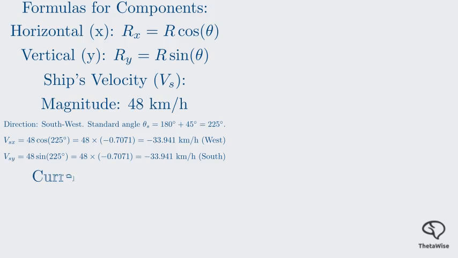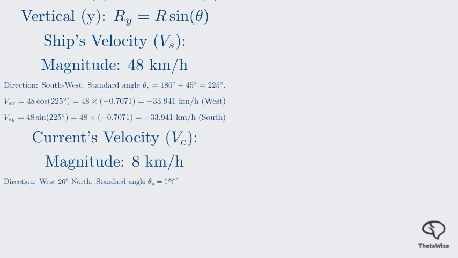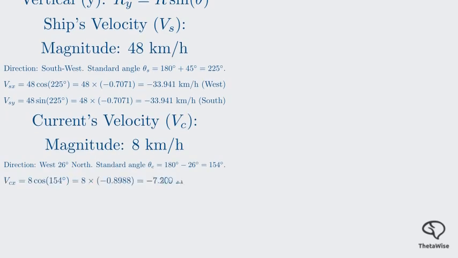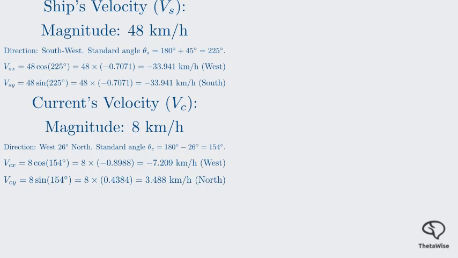to the south. Next, the current. Its velocity, Vc, is 8 km/h. Its direction is west 26 degrees north. The standard angle is 180 degrees minus 26 degrees, which is 154 degrees. The horizontal component of the current is 8 times the cosine of 154 degrees, which is negative 7.209 km/h. This points west. The vertical component is 8 times the sine of 154 degrees, which is positive 3.488 km/h, pointing north. We're doing great. We have all our components.